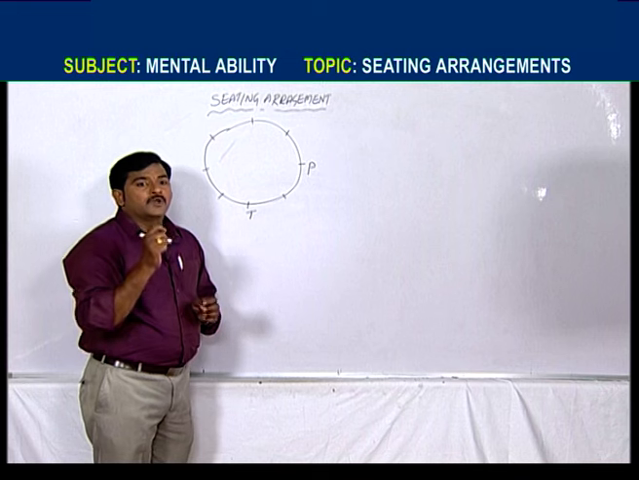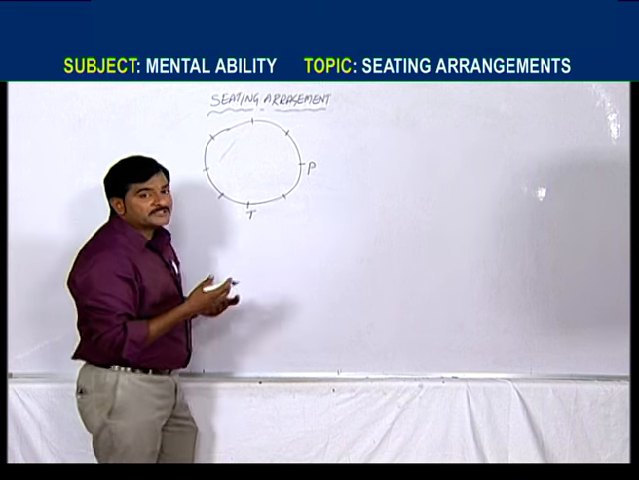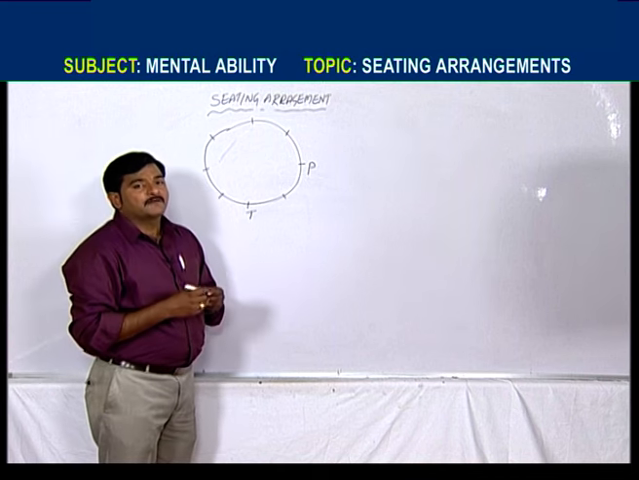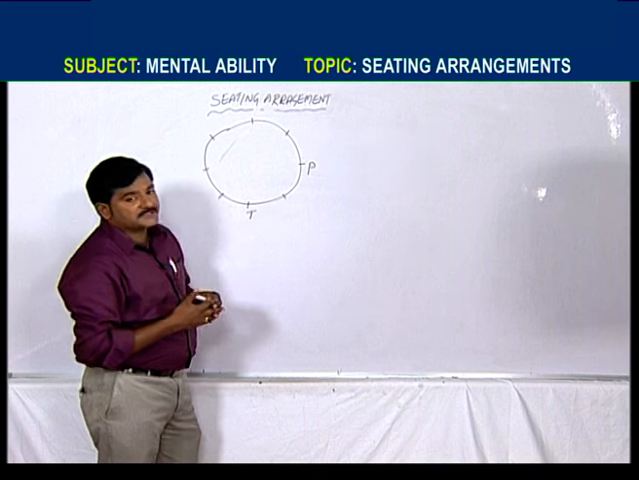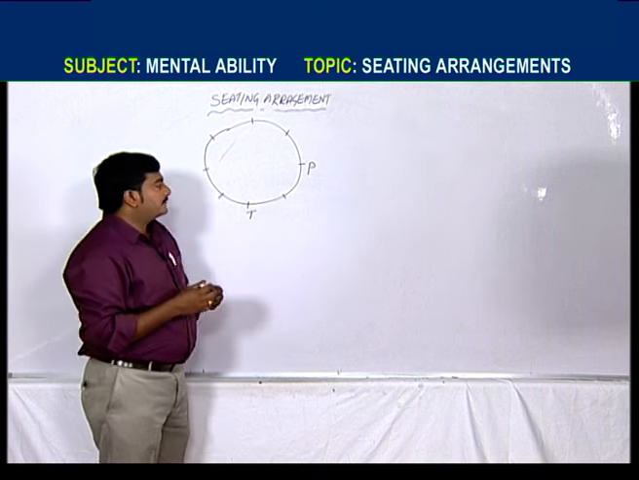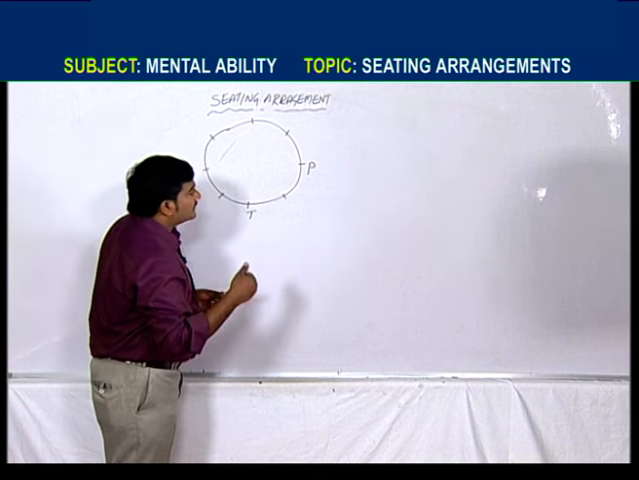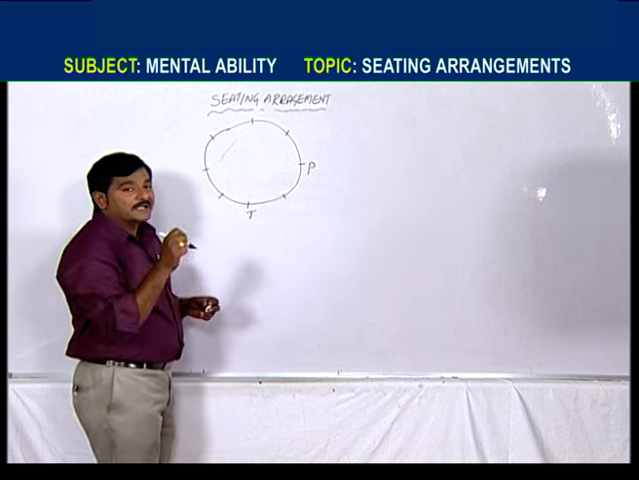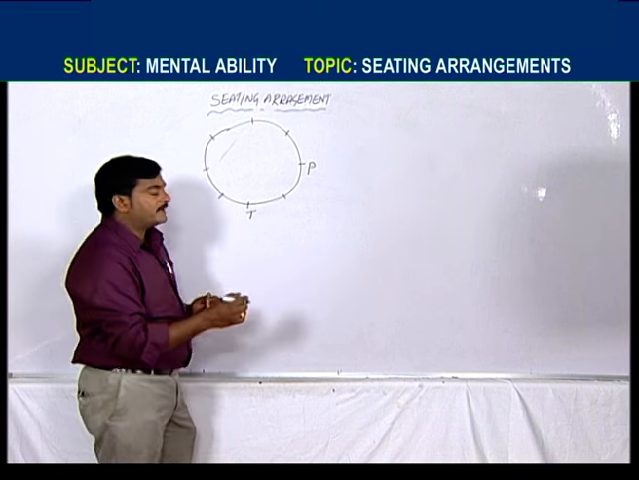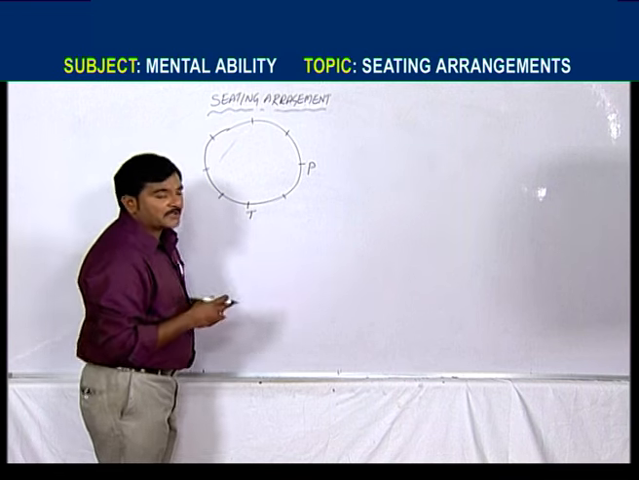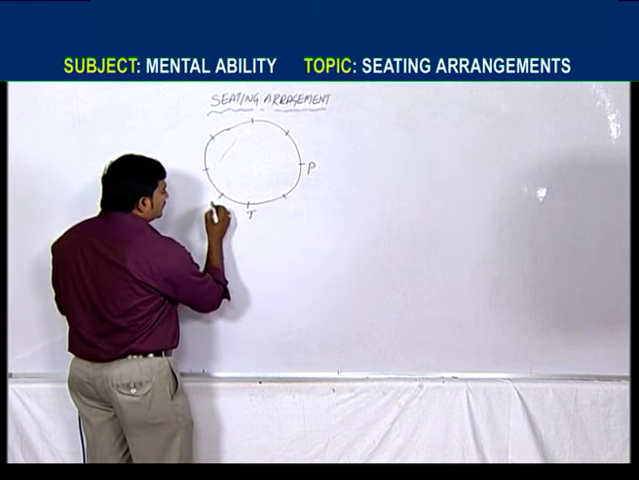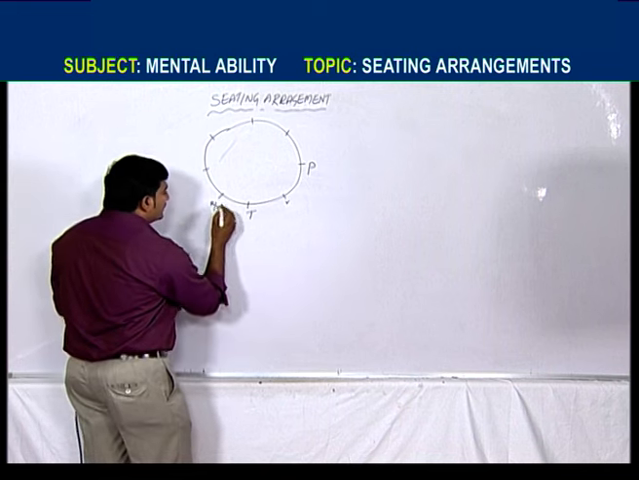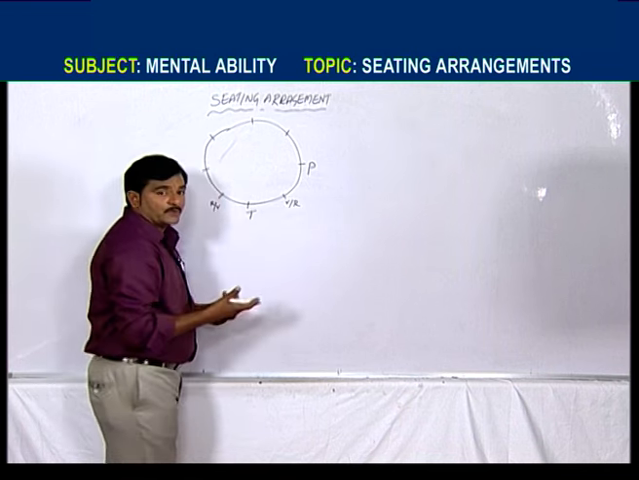And one more condition: T is the neighbor of R and V. Who is here? T. Remember this. I repeat the first condition once again: P is second to the right of T. T is the neighbor of R and V. So if R is here, who should be on the other side? V should be there. We don't know whether V or R will come here, that we don't know.